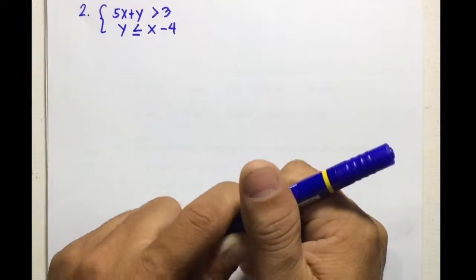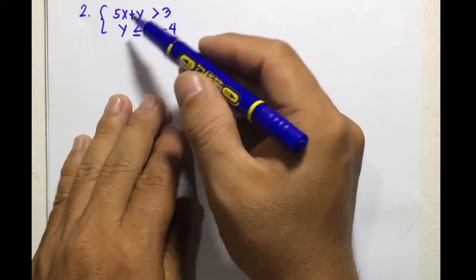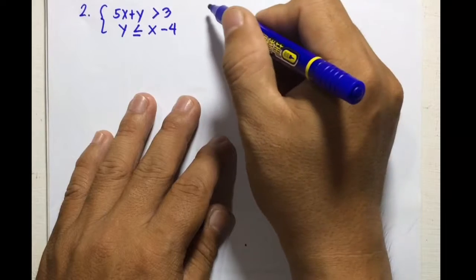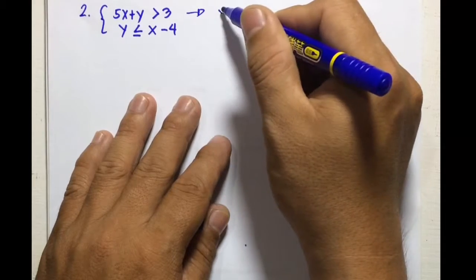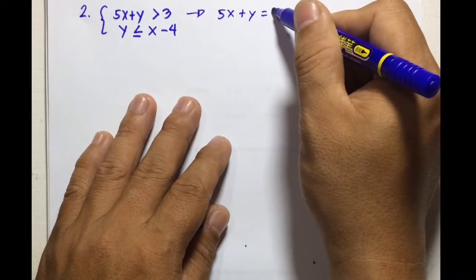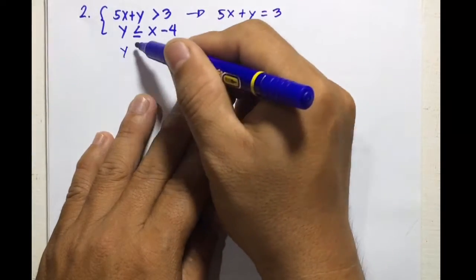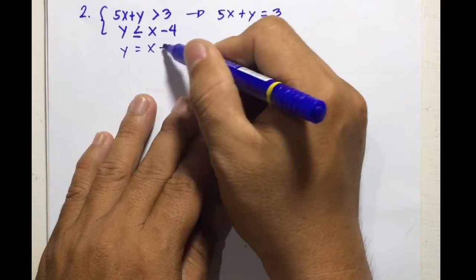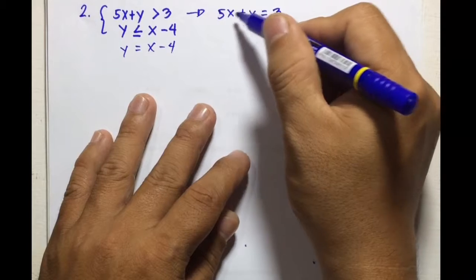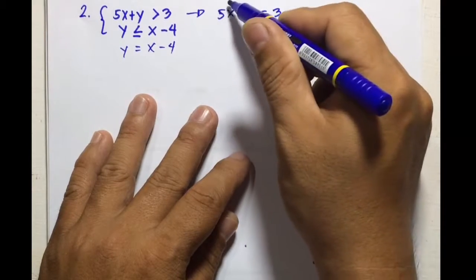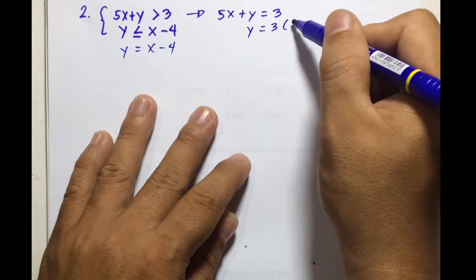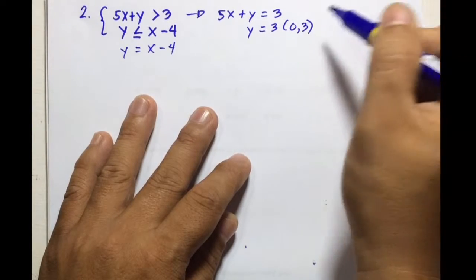Example number 2, we have the system here: 5x plus y greater than 3 and y is less than or equal to x minus 4. So again, we're going to make this one into an equal sign. So 5x plus y is equal to 3. Then this will become y equals x minus 4. Doing the first one, if we let x equal 0, then y equals 3. So our first point will be (0, 3).